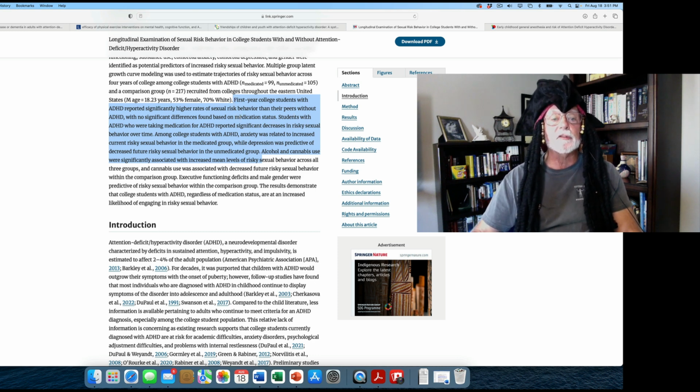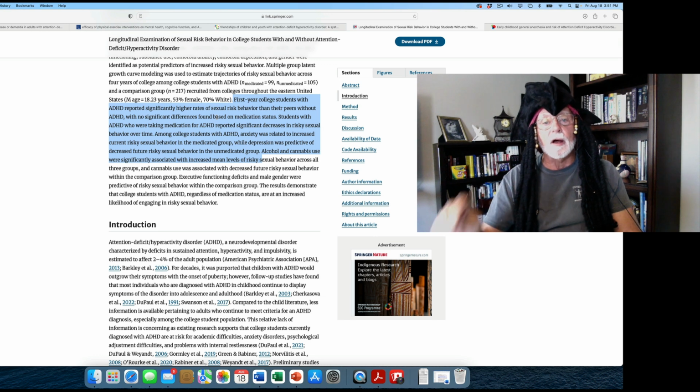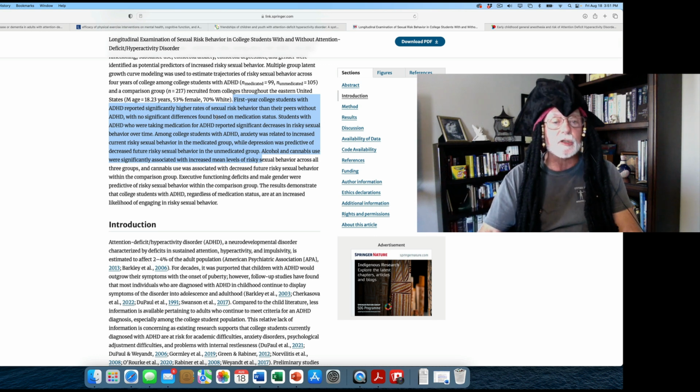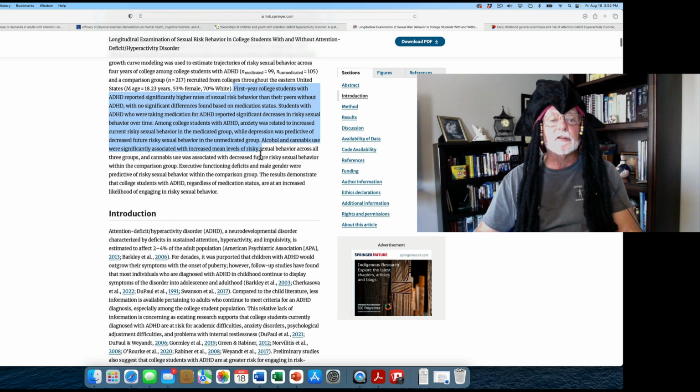They did find that the students with ADHD that were taking medication had significant decreases over time in risky sexual behavior. So medication helps reduce this risk. On the other hand, they did find that among those with ADHD, anxiety at time one was related to an increase in risky sexual behavior over time, while depression was more predictive of a decrease in risky sexual behavior in the unmedicated group. In both groups, especially those with ADHD, the use of alcohol and cannabis predicted an increase in mean levels of risky sexual behavior.